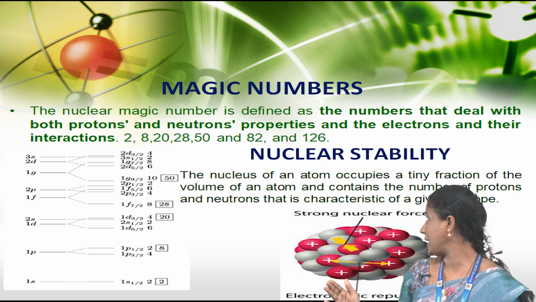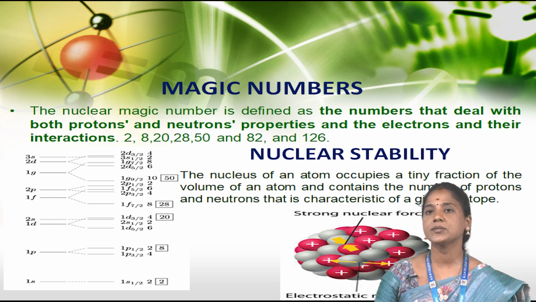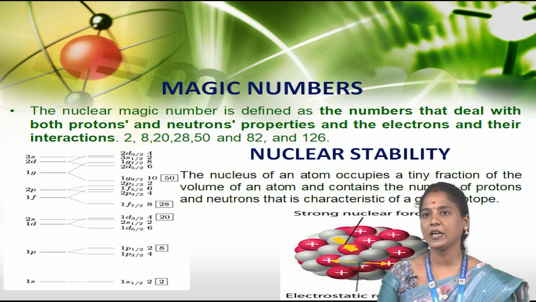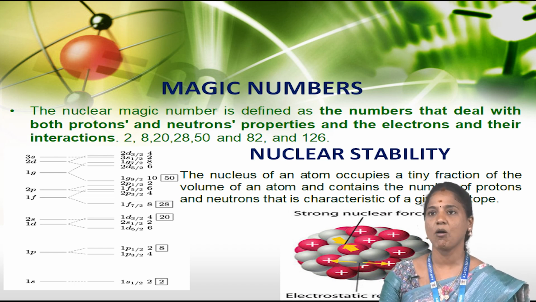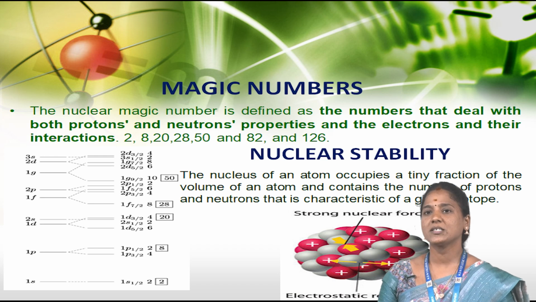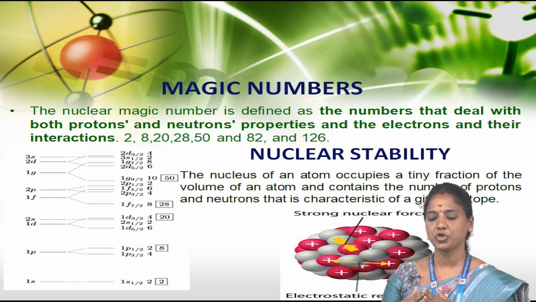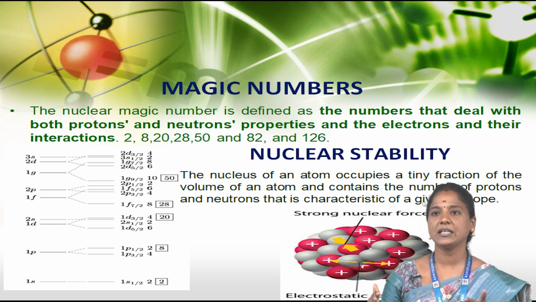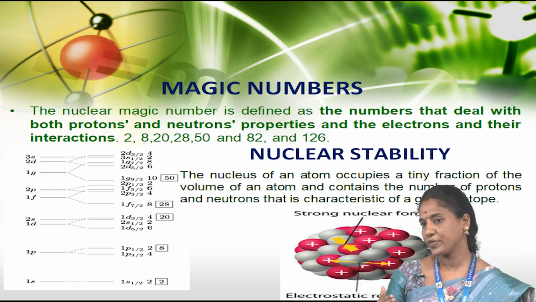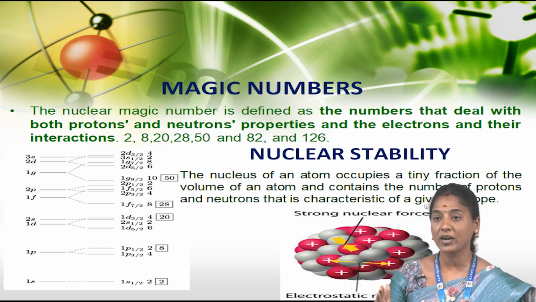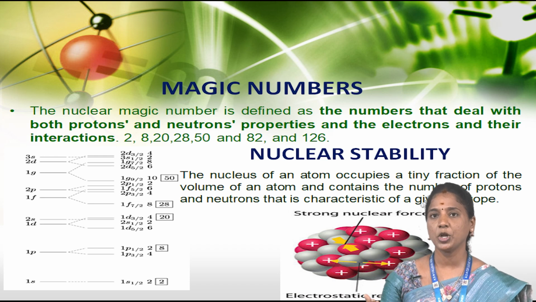Next, nuclear stability. The nucleus of an atom occupies a tiny fraction of the volume of an atom and contains the number of protons and neutrons characteristic of the given isotope. Electrostatic repulsion normally causes positively charged protons to repel each other, but the nucleus does not fly apart because of the strong nuclear force, an extremely powerful but very short-range attractive force between the nucleons.